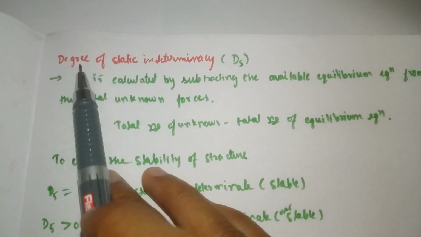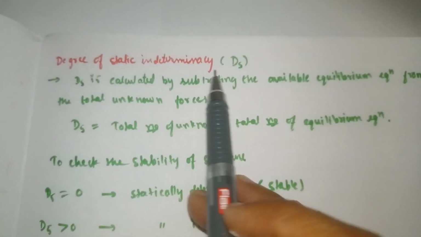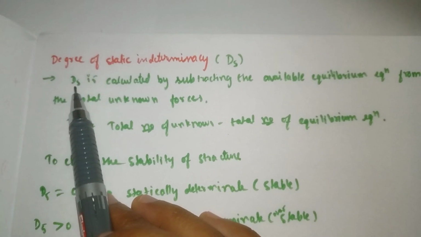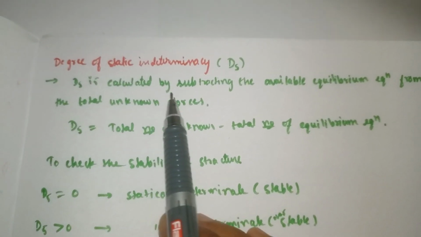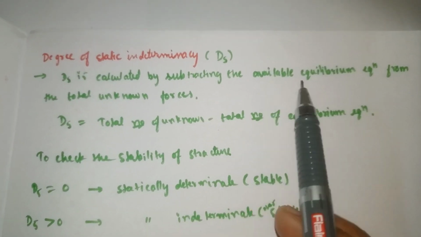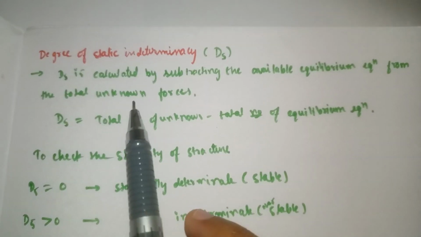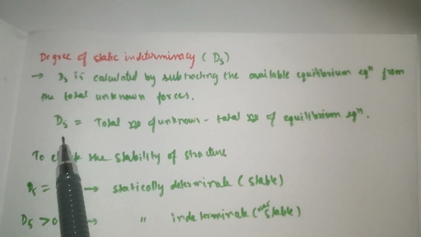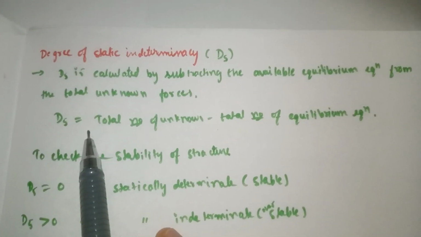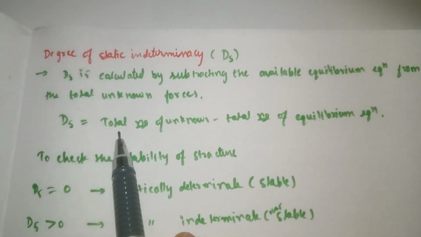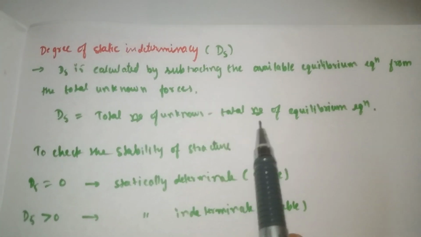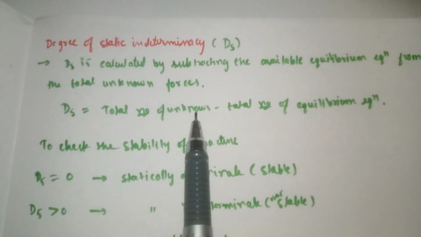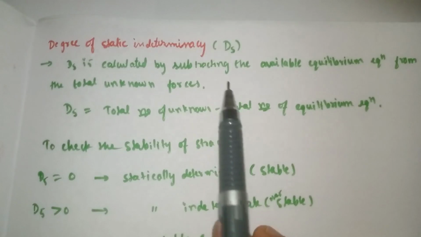Static indeterminacy is denoted as ds. What it means, we'll see. The degree of static indeterminacy is calculated by subtracting the available equilibrium equations from the total number of unknown forces. Static indeterminacy formula: we have the total number of unknowns minus the total number of equilibrium equations. This is the general formula for our static indeterminacy.